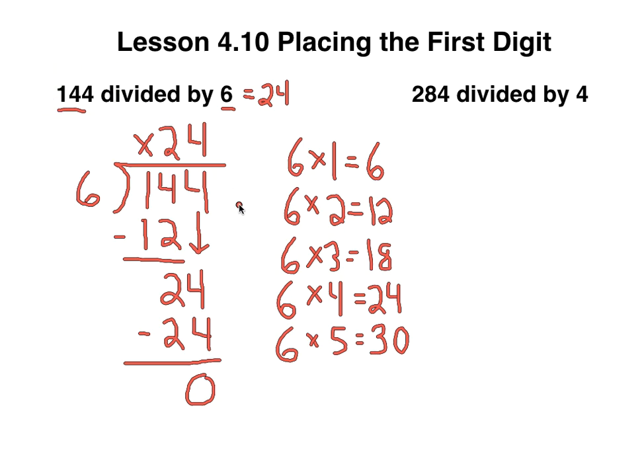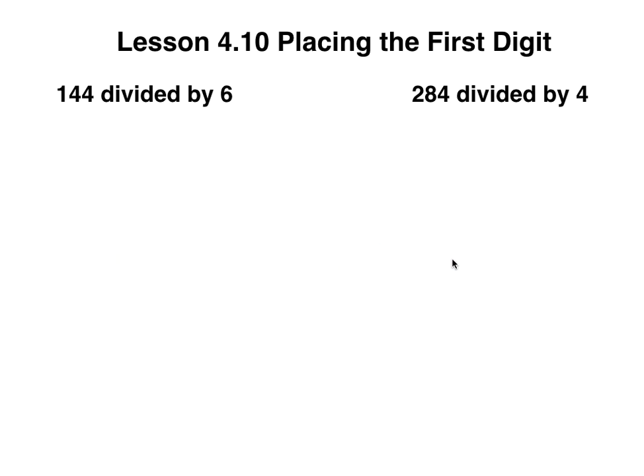Okay? Let's do one more. 284 divided by 4. So 284 goes in the house. And of course, we draw our house. And 4 goes outside the house.